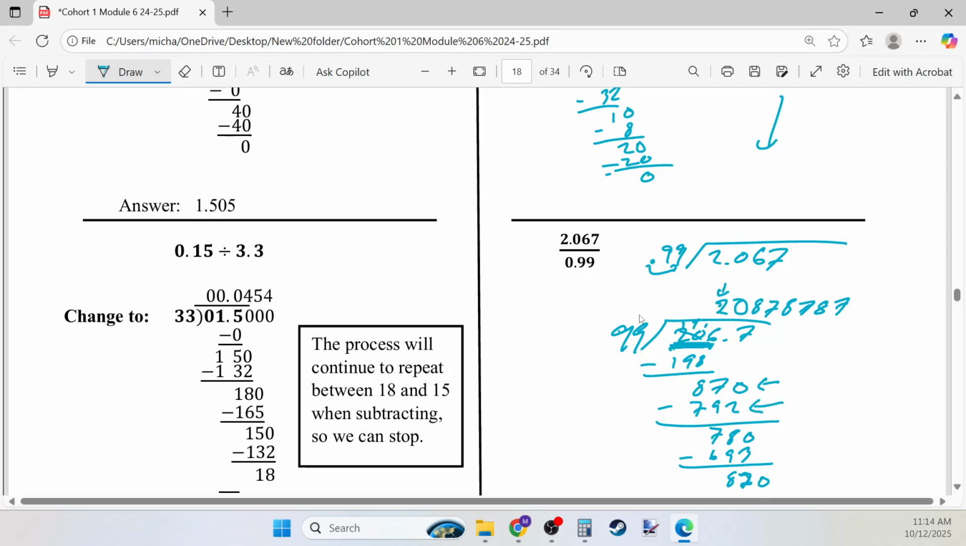I go into it 8 times. I have a remainder of 78, which becomes 780, which I go into 7 times. Gives me a remainder of 87, which I then put a 0 on. And this number is the same as this number, so I just keep going through the cycle. Anyway, I lined up my numbers correctly, so this dot will go right there. 2.08, 787878, and so on.